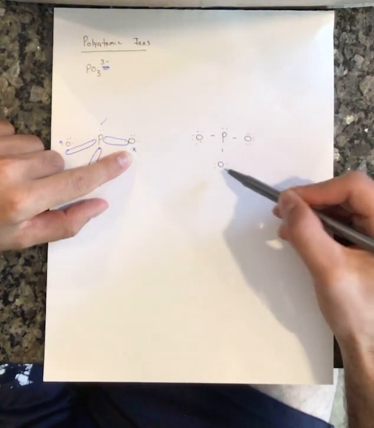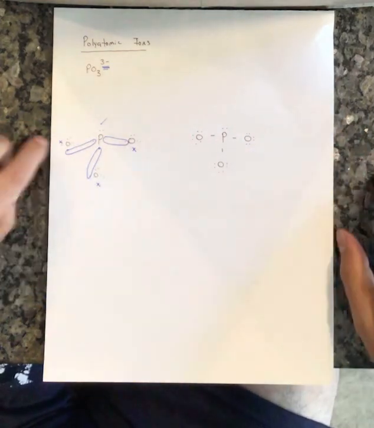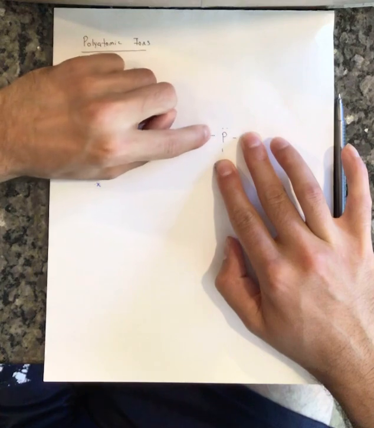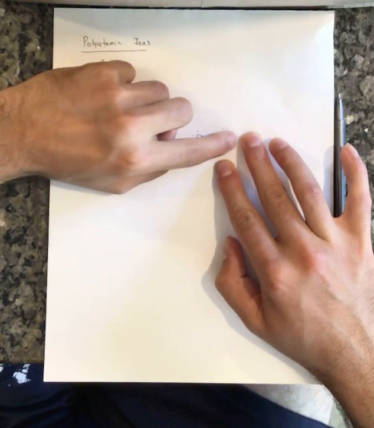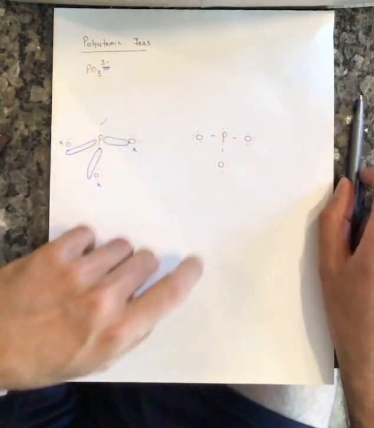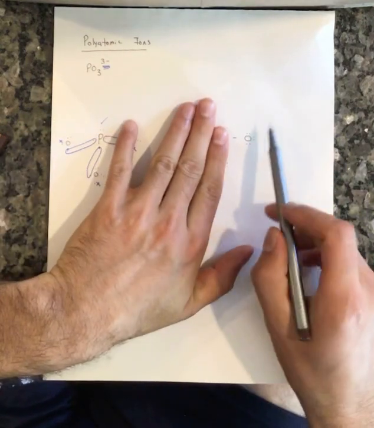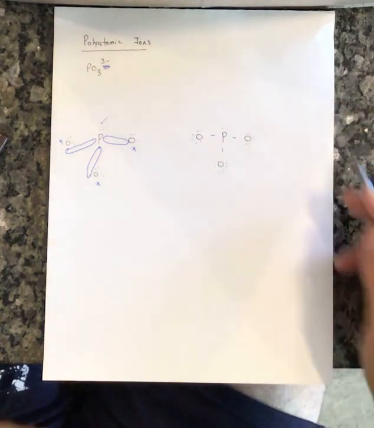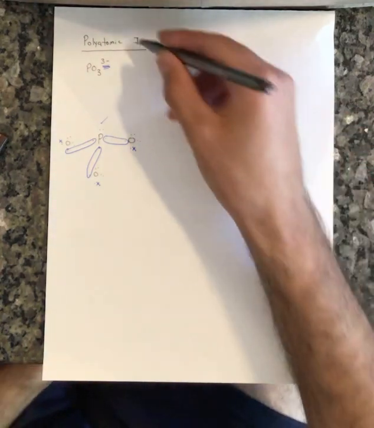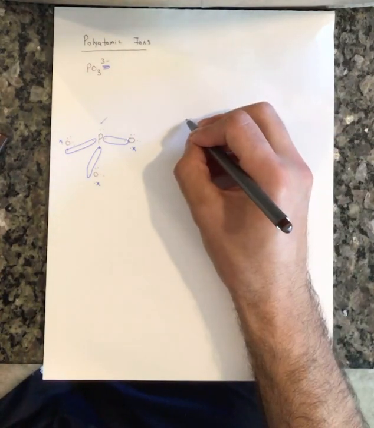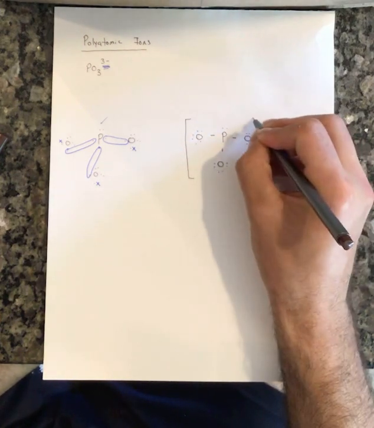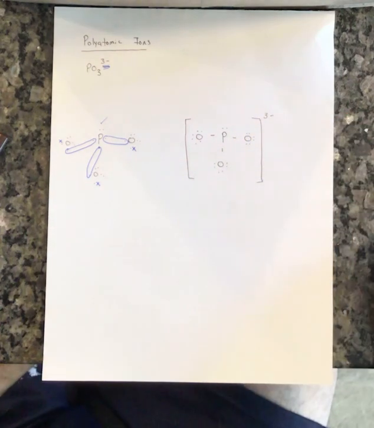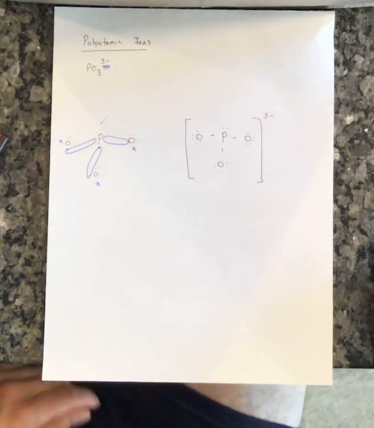And if you count every single element, so once again, if you look at the phosphorus, if I cover my oxygens, I have 1, 2, 3, 4, 5, 6, 7, 8. Remember, those count as 2. For my oxygens, I'm going to have 1, 2, 3, 4, 5, 6, 7, 8. So everything is happy. Now, because it is an ion, I need to make sure I have my square brackets. And I need to put my charge, which is 3 negative. So that is phosphite.